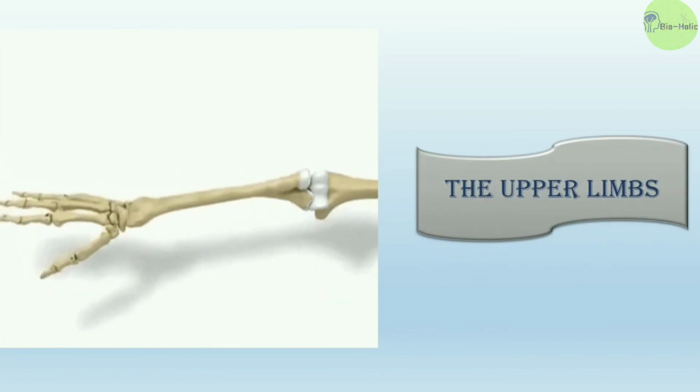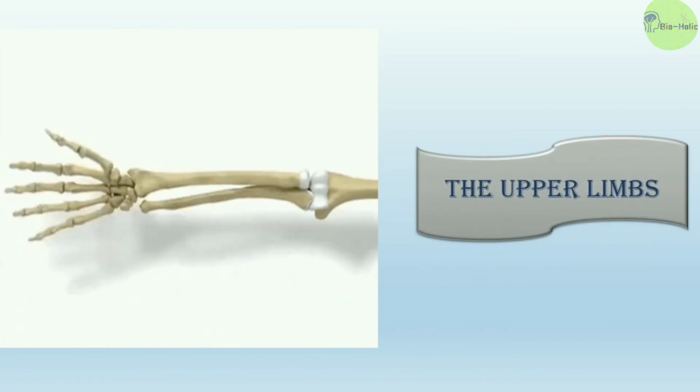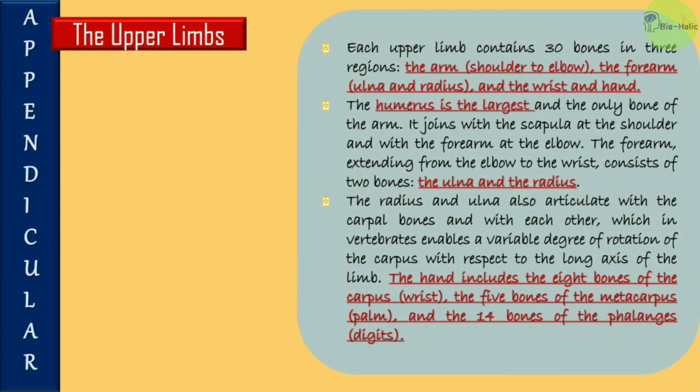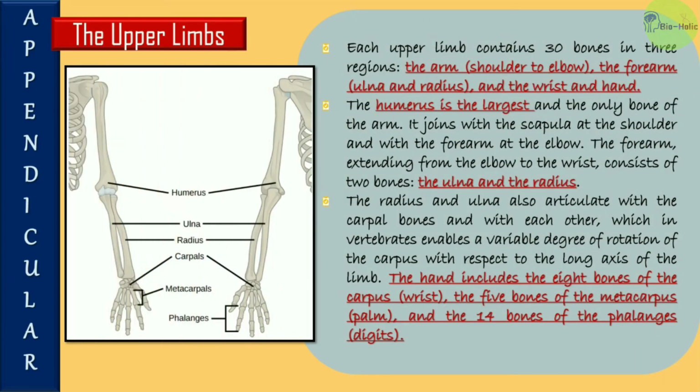The third one is the bones of the upper limbs or our hands. Each upper limb contains 30 bones in 3 regions: the arm, that means from shoulder to elbow; the forearm, that means the ulna and radius; and the wrist and the hand.